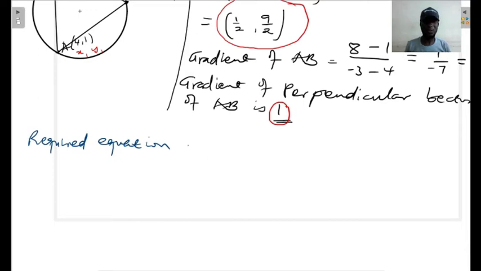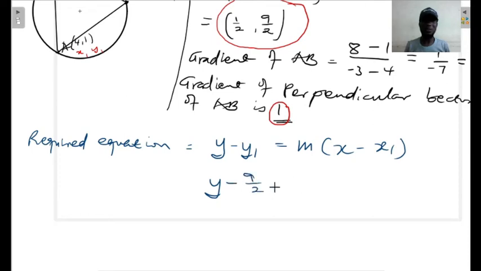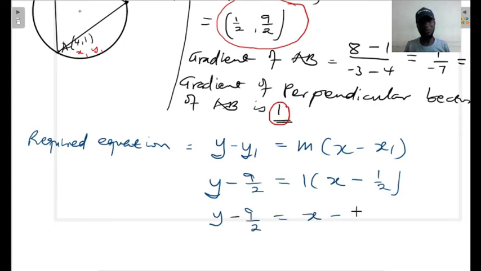So our required equation, y minus y1 equals m into bracket x minus x1. So y, this is our y1, minus 9/2 equals, our gradient is 1, times x minus 1/2. We are going to get y minus 9/2 equals x minus 1/2. Then multiplying through by 2, we are going to get 2y minus 9 equals 2x minus 1.